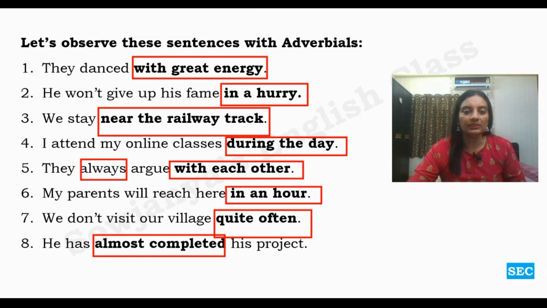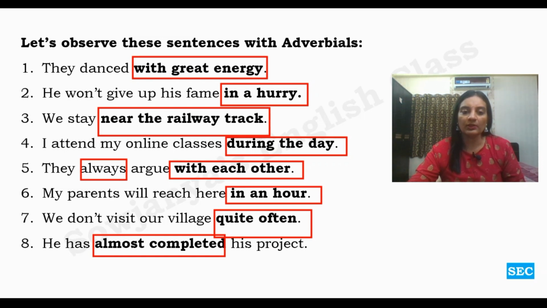We stay near the railway track. Where do we stay? Near the railway track. Place, place of being. I attend my online classes during the day. It tells us about the time of the action done during the day. They always argue with each other. When do they argue with each other? Always. My parents will reach here in an hour. When do they reach here? Time, in an hour.